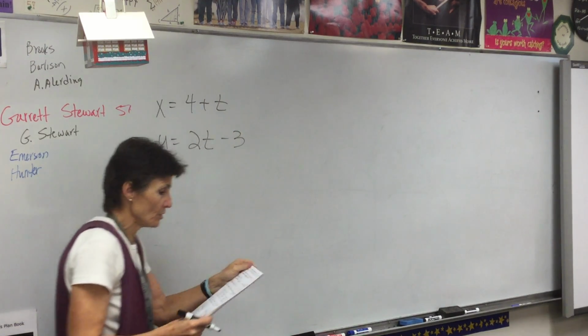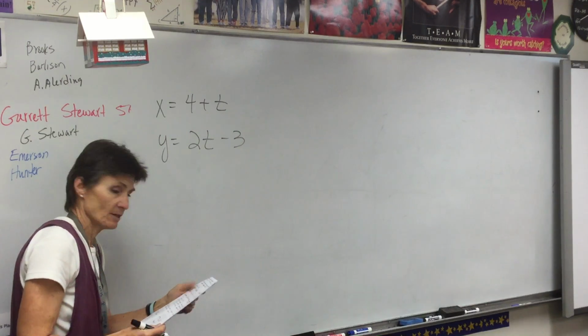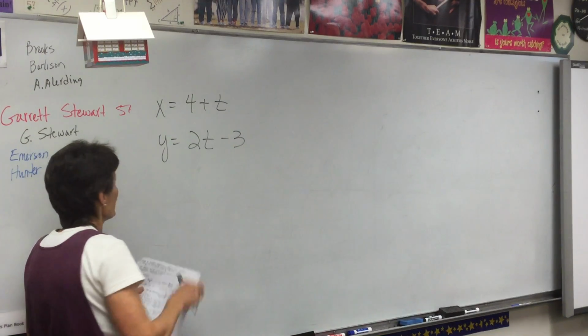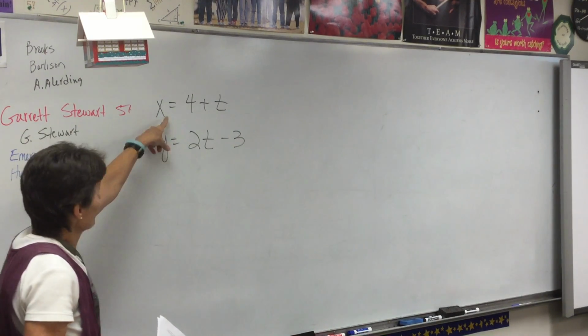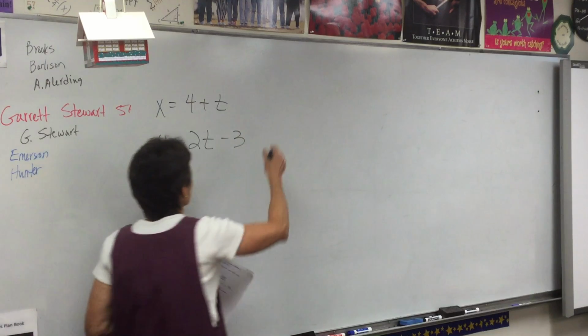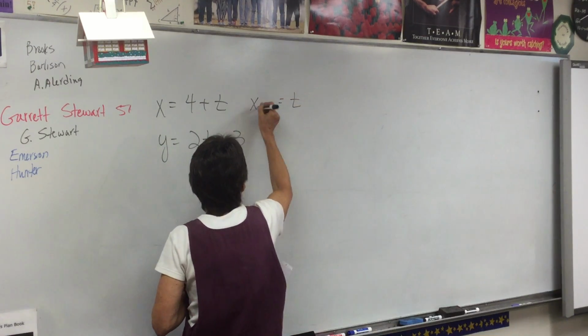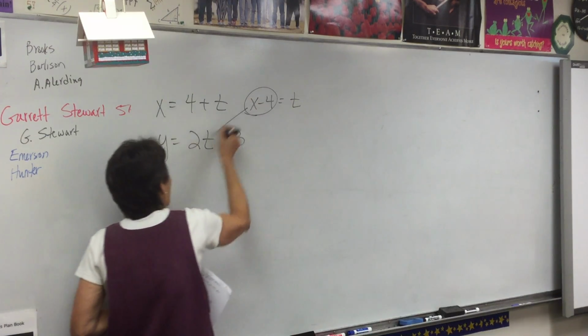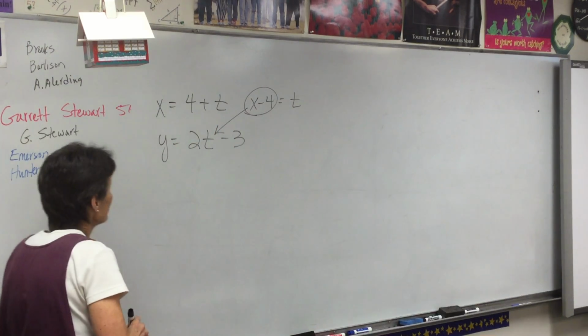All right, so what do we do? Who remembers? Anybody? How do we find a direct algebraic relationship? You're going to get t by itself. You can do it in either equation, but it might be easier in the top one. So t will equal x minus 4. And then plug that value in for t in the other equation.